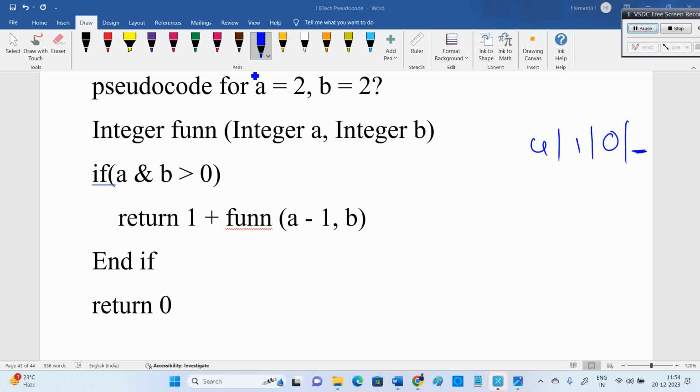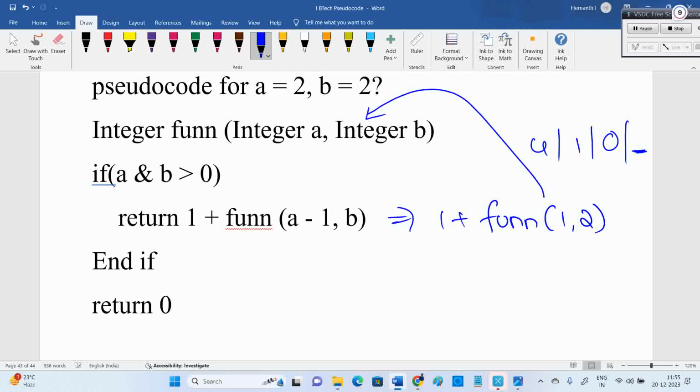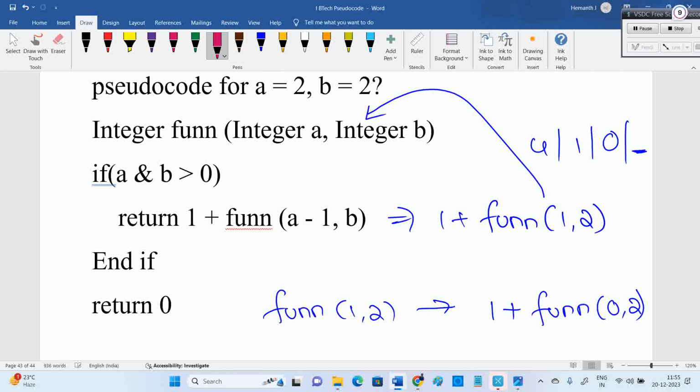2 and 2 both are greater than 0, then you have to return 1 plus function of 1 comma 2. Now again you enter function of 1 comma 2 means again you need to come to this. Is 1 greater than 0? 2 greater than 0? Yes. Then for function of 1 comma 2, the result should be 1 plus function of 0 comma 2.